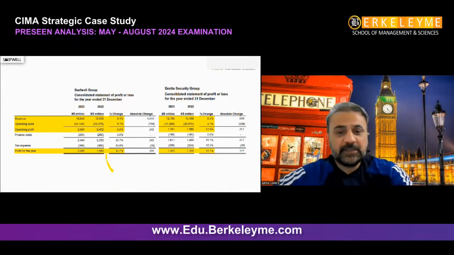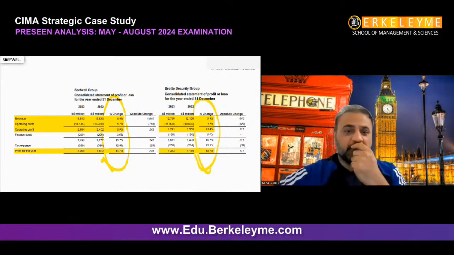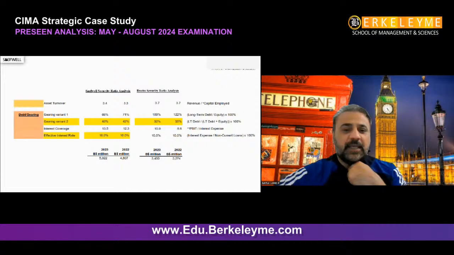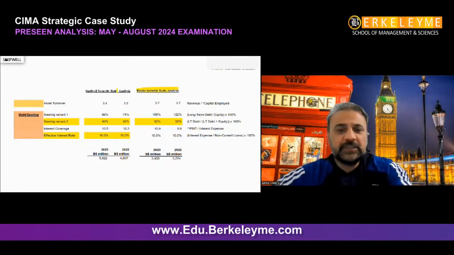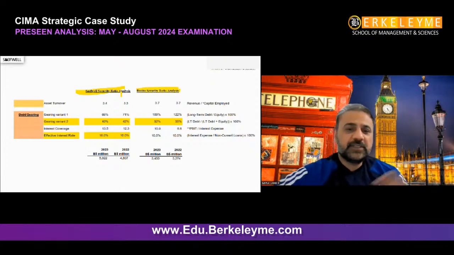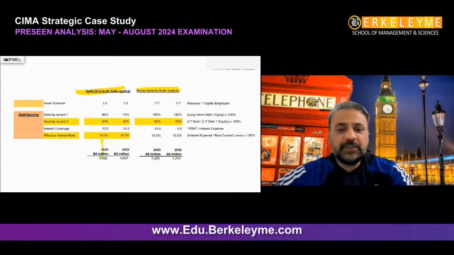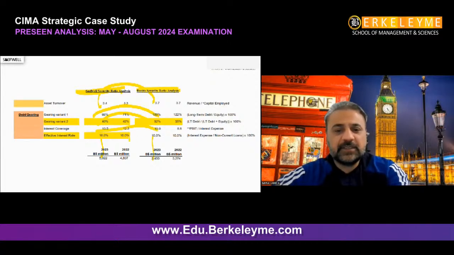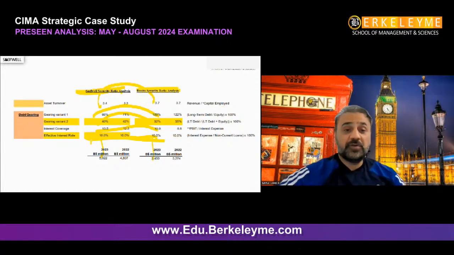I put it this way. This is for Safewell, and this is for Bruto. So you can make two columns and remember these figures. And here I made a summary for you. So this is Safewell's first year, second year, and this is 2023. So you can compare this with this, with this, and this. So it's going to give you a lot of push.